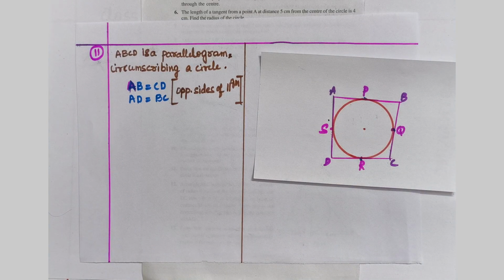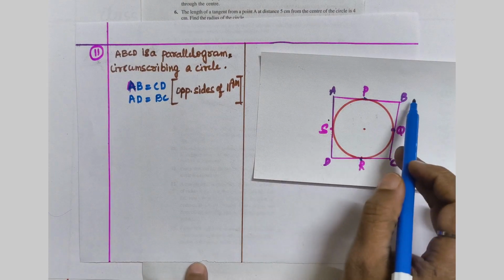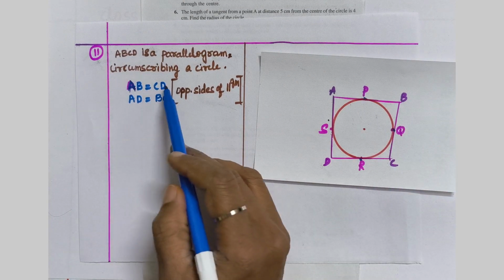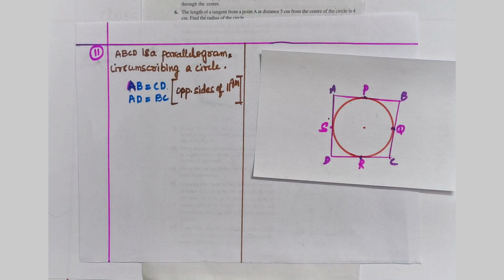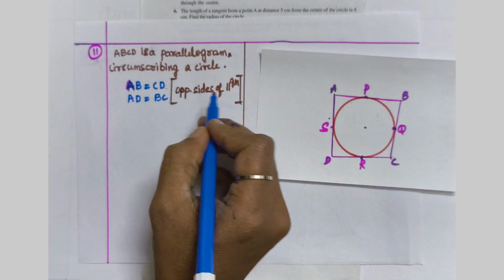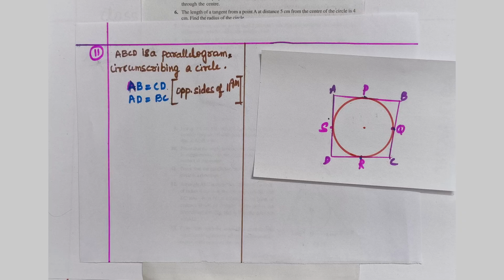What is the quality of a parallelogram? Opposite sides are equal. So first you take AB equal to CD. Next, AD equal to BC. Next point, you write AD equal to BC. For the reason, you also write: opposite sides of the parallelogram.